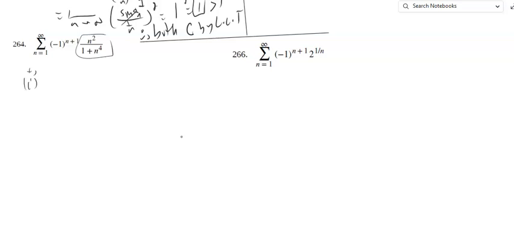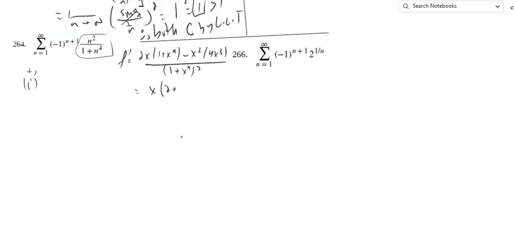Decreasing, well, not so fast. I'm going to take a derivative. That is 2x times 1 plus x to the 4th minus x squared times 4x cubed, divided by 1 plus x to the 4th squared. I'm going to factor an x out of those.